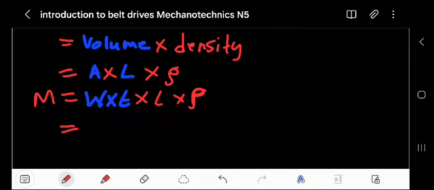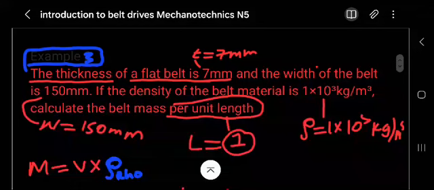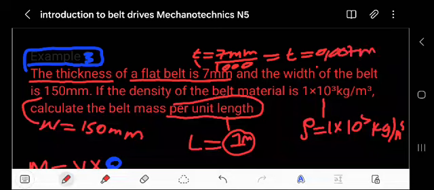We've been given the width, which is in millimeters. Check the length: they said per unit length, which is in meters. So we must convert everything here. You must divide this by 1000, so that your thickness is 0.007 meter. Divide this by 1000 also, and you get 0.15 meter. Yeah, this is the conversion.